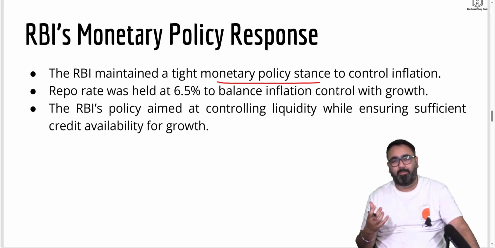When you won't buy stuff, the prices will automatically decrease. How do they take out money from the market? By making it difficult for you to take a loan, by making it expensive for you to take a loan, by not giving banks enough free money to give you the loan. So that is what RBI did.